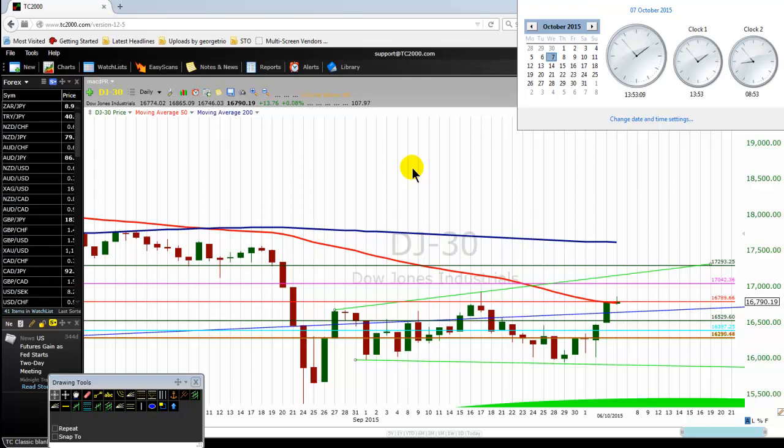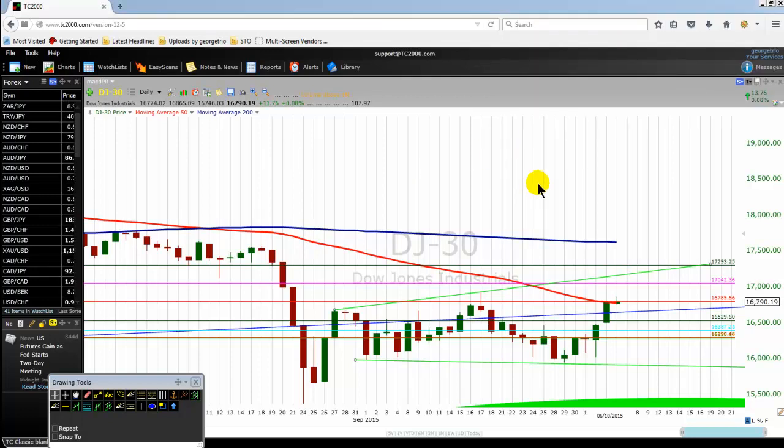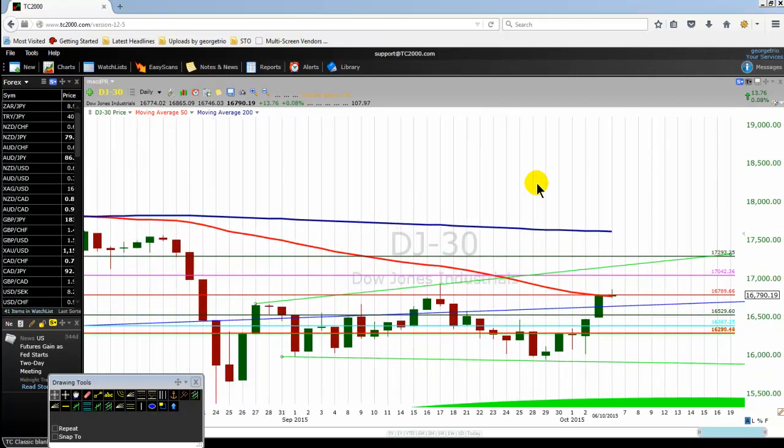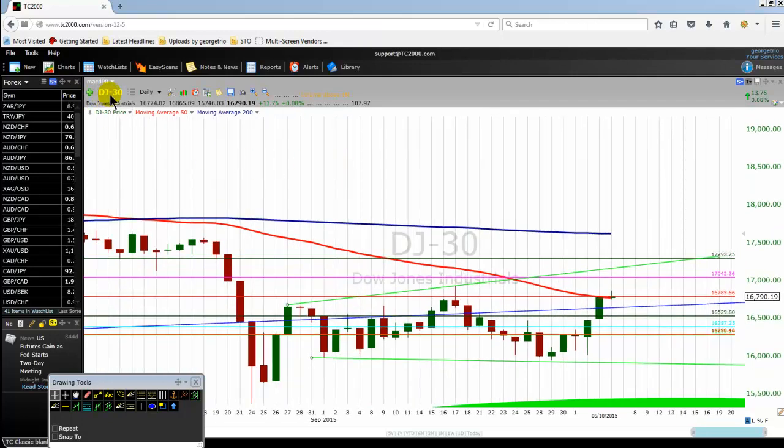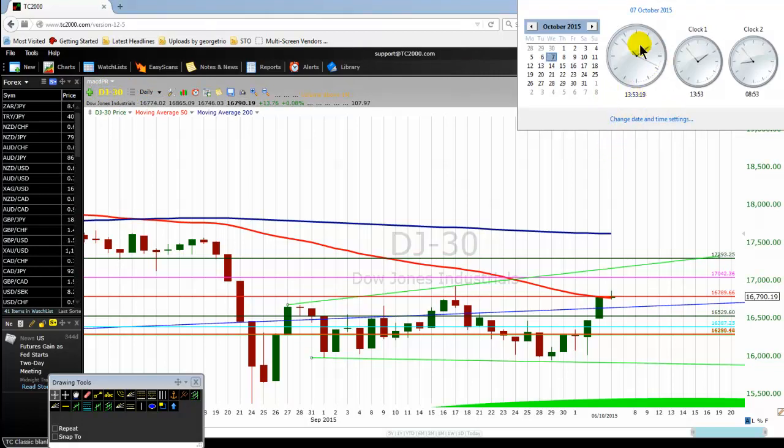Okay, so first thing first, we are looking for a trading setup. It's very simple here. We are trading the Dow Jones index. As you can see now, the New York Stock Exchange is not yet open. The time is 53 minutes past 1 now in London, so New York is not open yet. New York will be open in exactly 37 minutes.